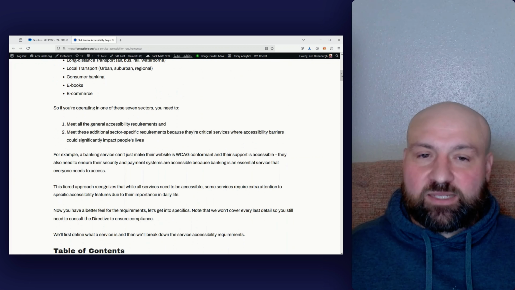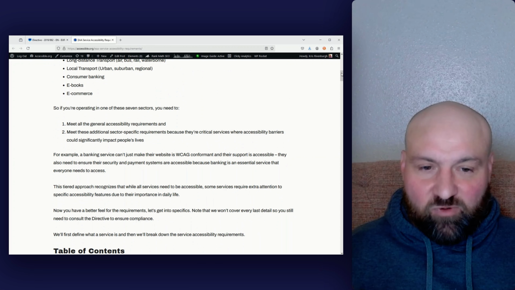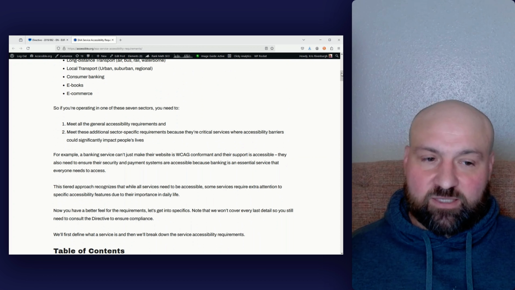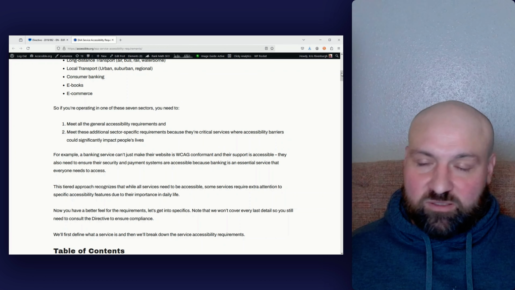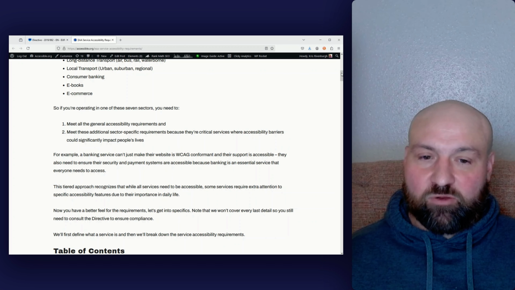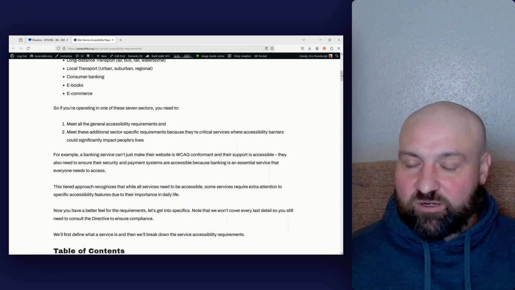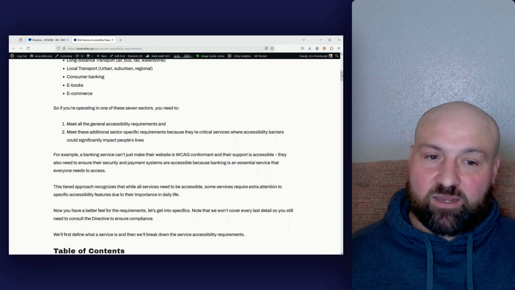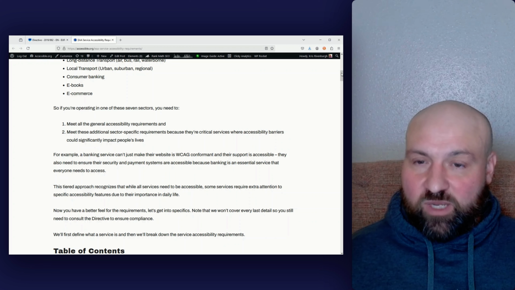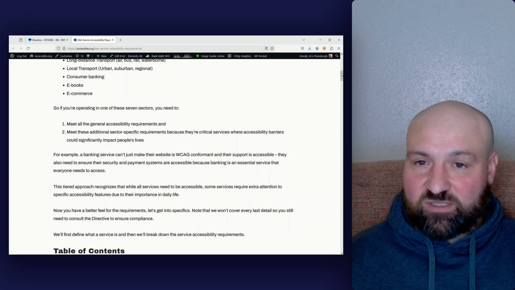So an example here, let's say that you are a bank. So you're providing a banking service. You can't just make your website WCAG conformant and consider yourself compliant. And similarly, it won't just be that you provide customer support in an accessible manner. You also need to ensure that you've considered the 360 experience and made that accessible as well. So that's going to include security. That's also going to include the payment systems that you're using. You need to make sure that the banking experience is accessible for your customers. So you need to make sure that it's not just one aspect of your service that you've made accessible.